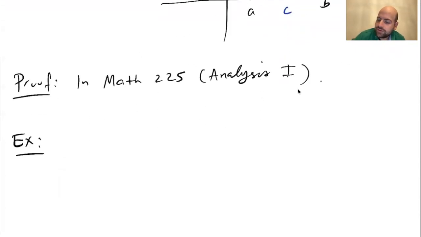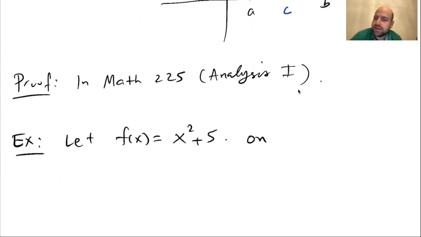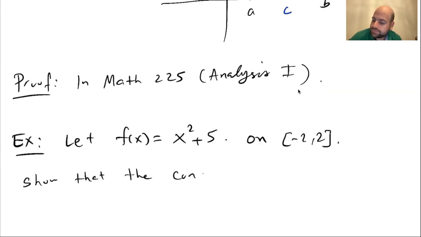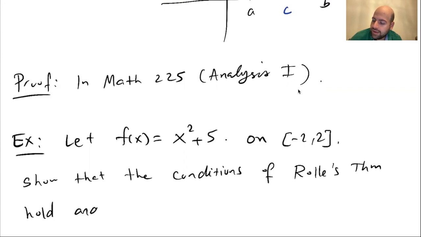Let's start with a simple example: f of x equals, let's say, x squared plus 5, on the interval -2 to 2. Show that the conditions of Rolle's theorem hold and find the value of C.